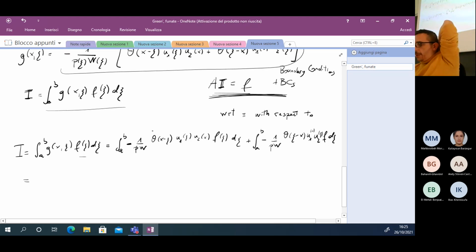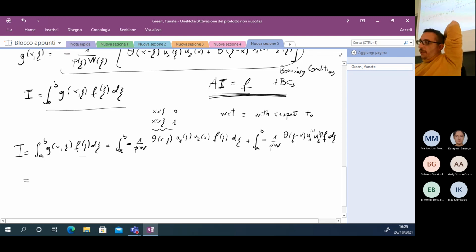Remember that this object, theta of x minus c, is equal to 0 when x is less than c, and is equal to 1 when x is larger than c, right? So the only part of this integral that I'm interested in is when c is smaller than x. If c is larger than x, this object is 0, right? This is 1, this is 0.